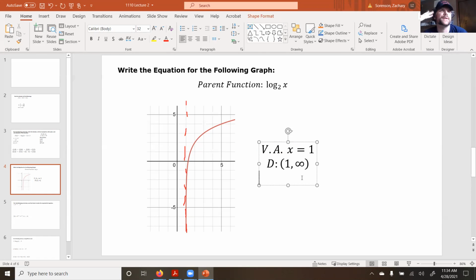What about points? Are there any points that seem to be on our graph? Yeah, there's points at (5, 4) and (3, 3). (5, 4) and (3, 3). Agreed.